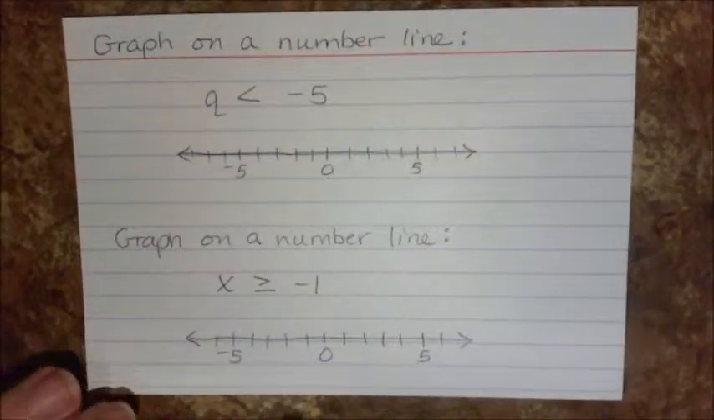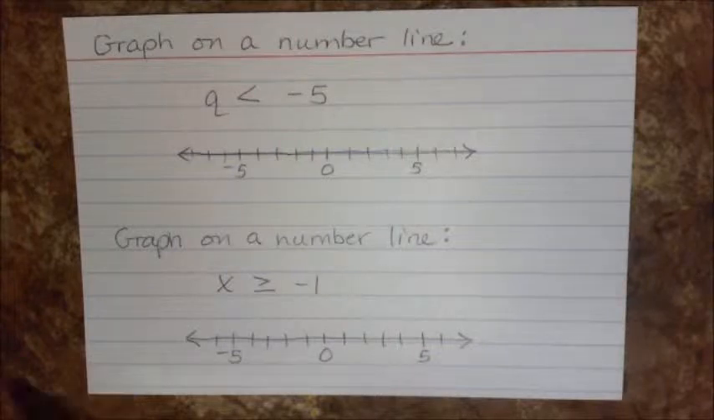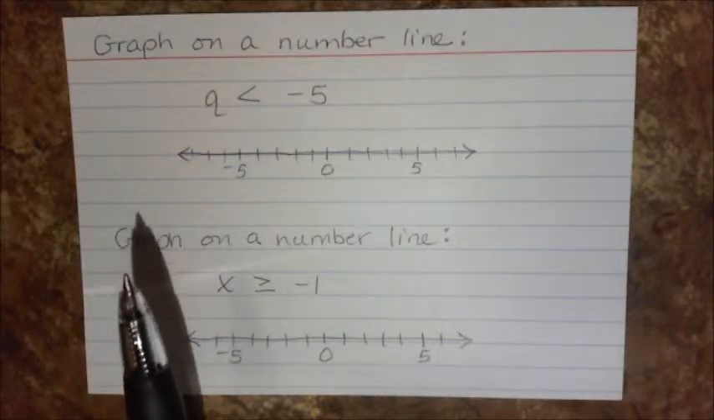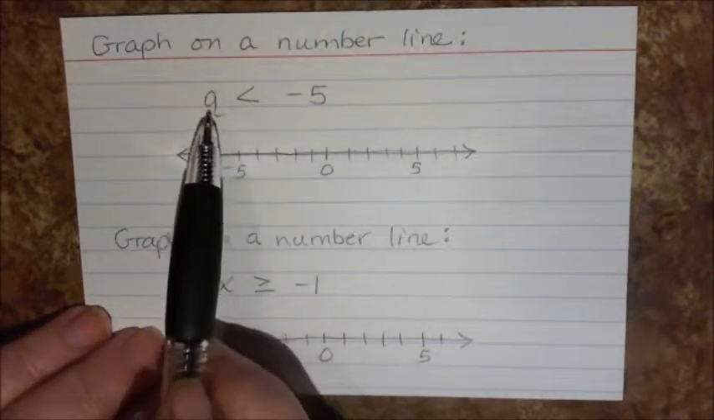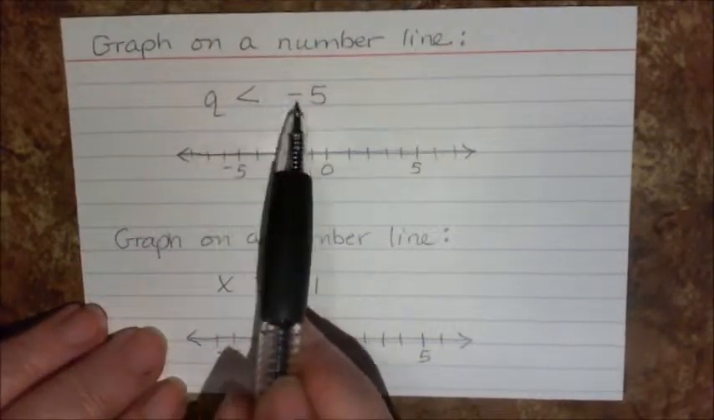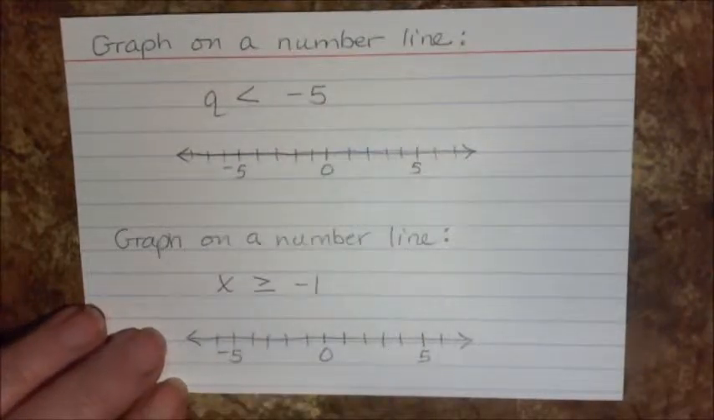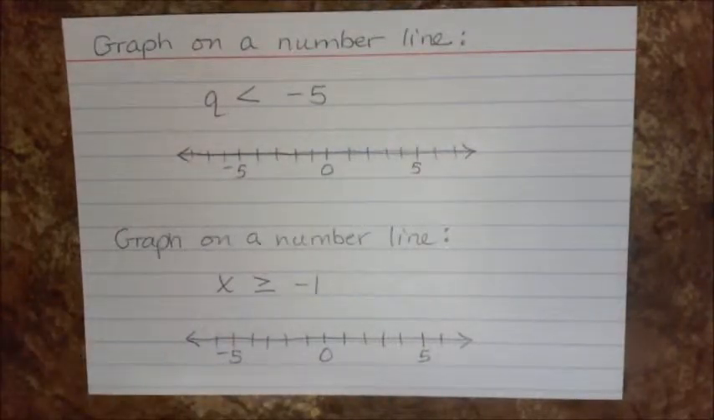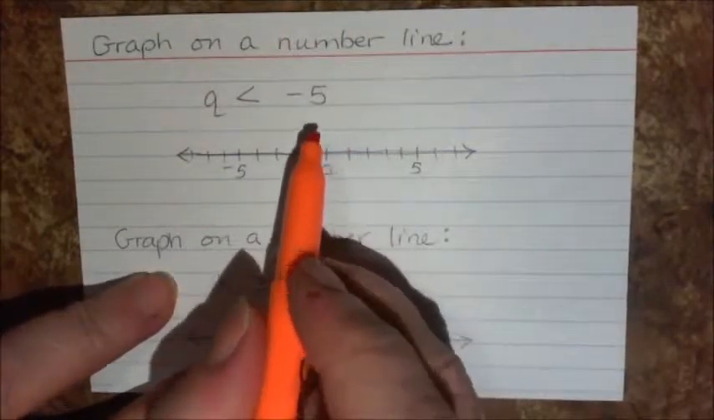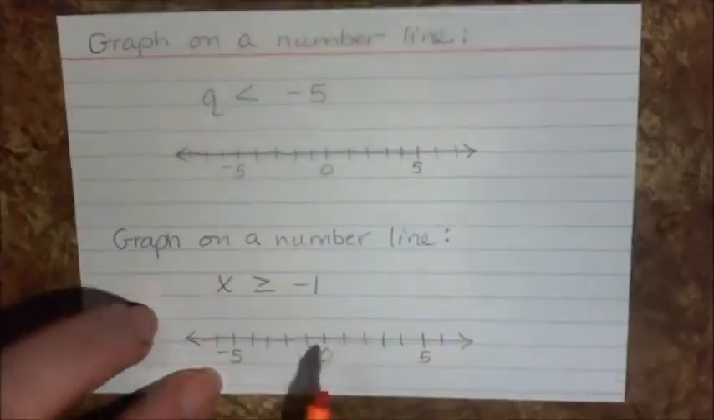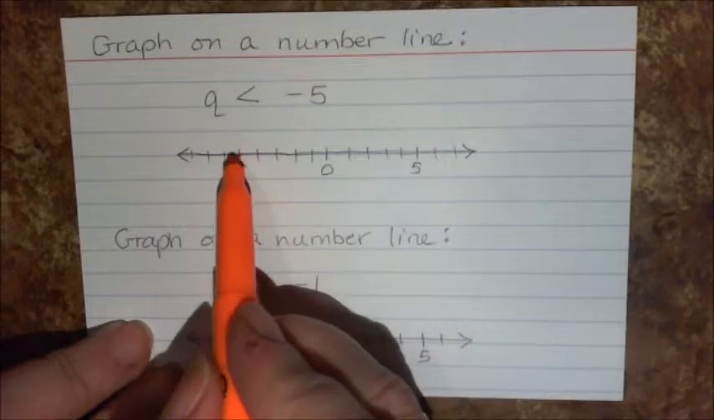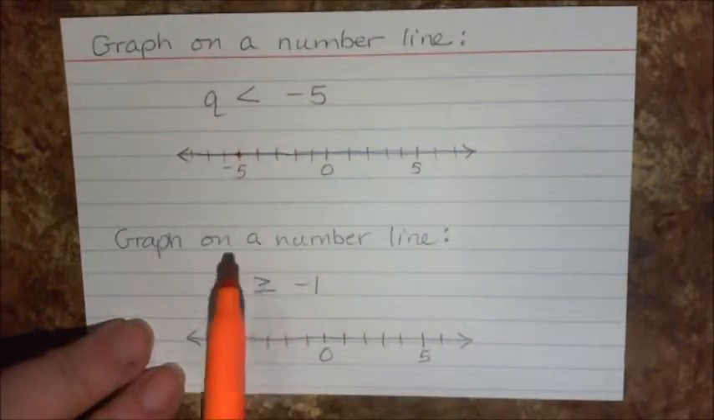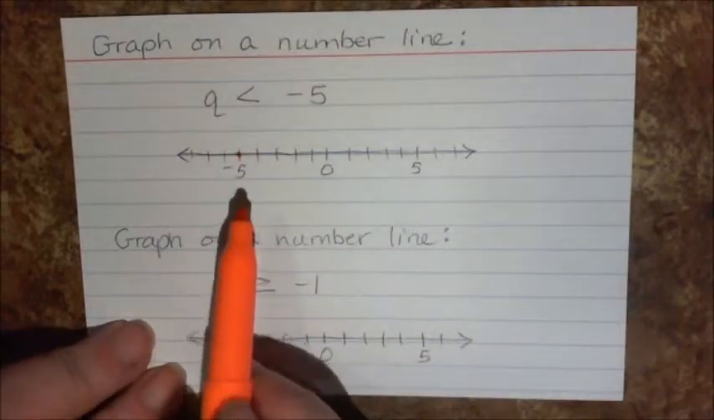The next few questions begin section 10.7, which is about solving and graphing inequalities. So here we have an inequality: q is less than -5. And our job, the directions say, is to graph this on a number line. So our first job is to find the number -5, and then to shade the part of the number line that makes it true.